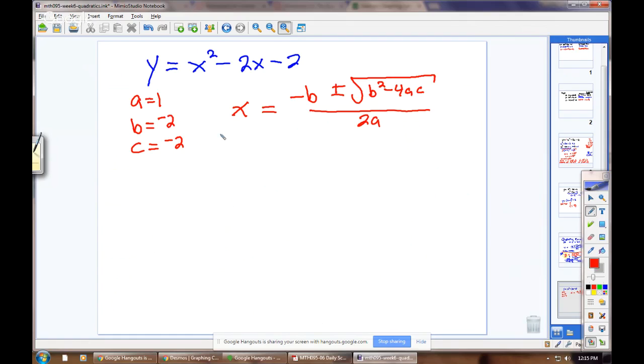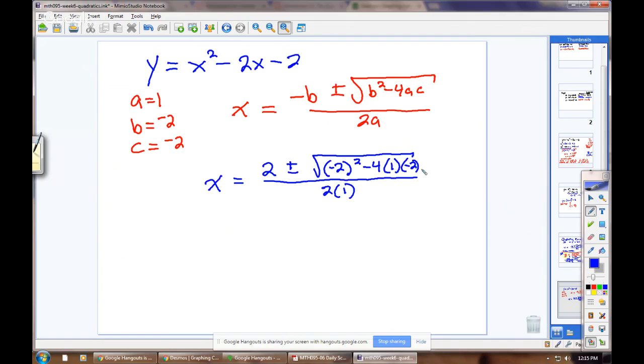After you've identified a, b, and c and rewritten the formula, that'll also help you memorize it, plug in your a, b, and your c. So I get x equals the opposite of negative 2, a common place to make a mistake with sign change, and then plug in, sometimes using parentheses to be careful, all over 2 times 1.